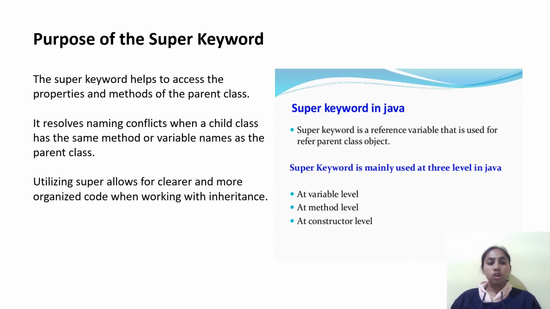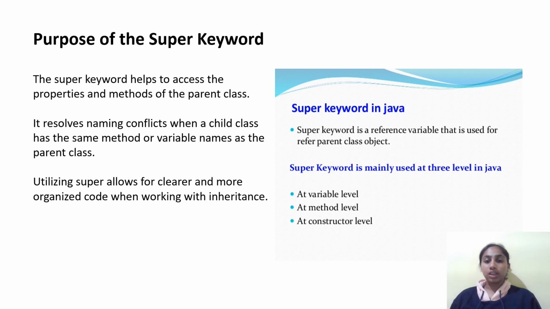And then we will move on to the next slide, that is the purpose of the super keyword. The super keyword helps to access the properties and methods of the parent class. It resolves naming conflicts when a child class has the same method or variable names as the parent class. Utilizing super allows for clearer and more organized code when working with inheritance.